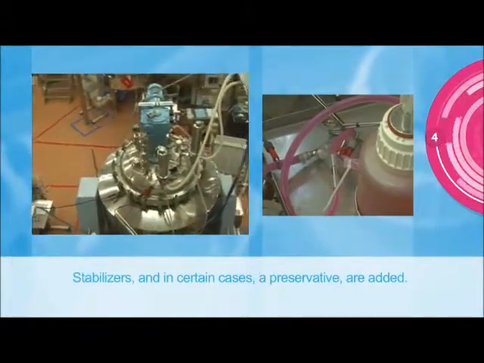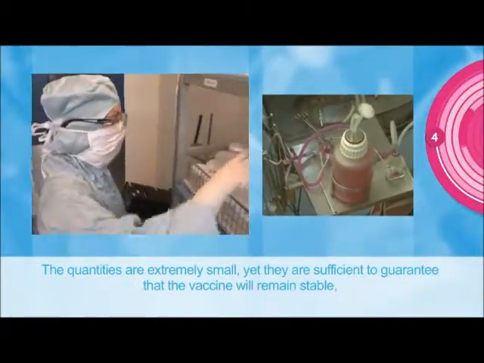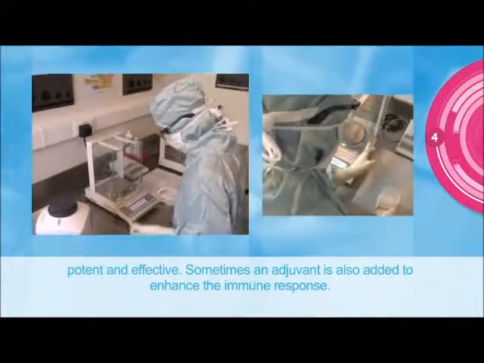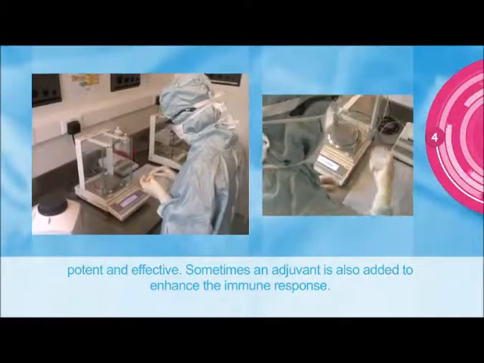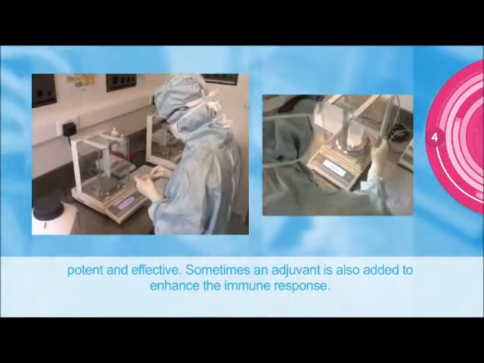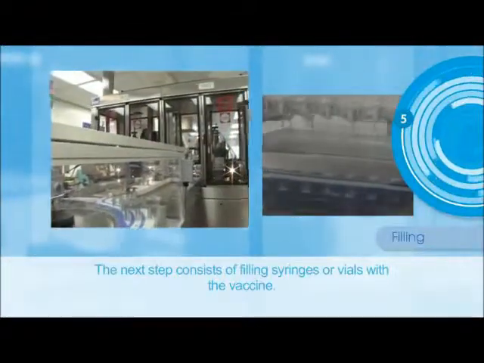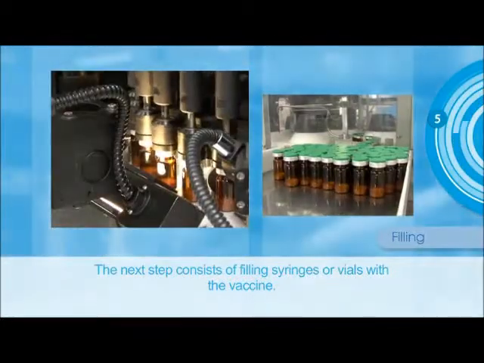Stabilizers, and in certain cases a preservative, are added. The quantities are extremely small, yet they're sufficient to guarantee that the vaccine will remain stable, potent, and effective. Sometimes an adjuvant is also added to enhance the immune response. The next step consists of filling syringes or vials with the vaccine.